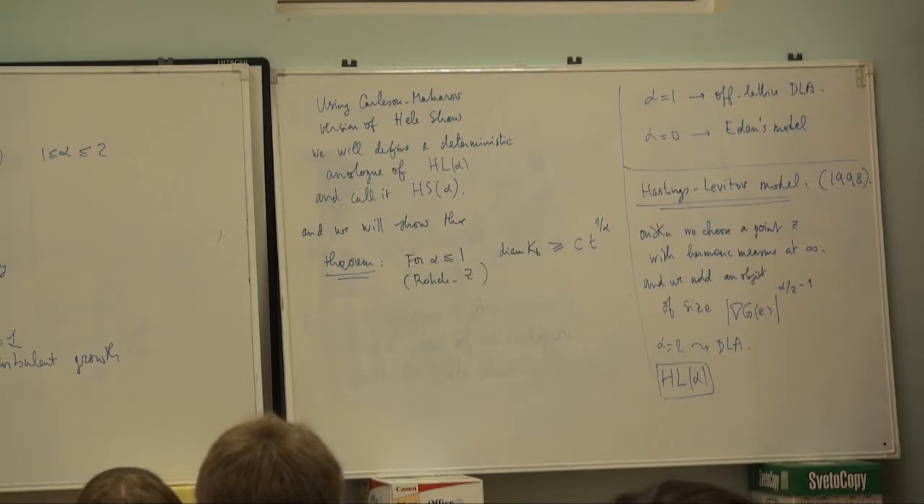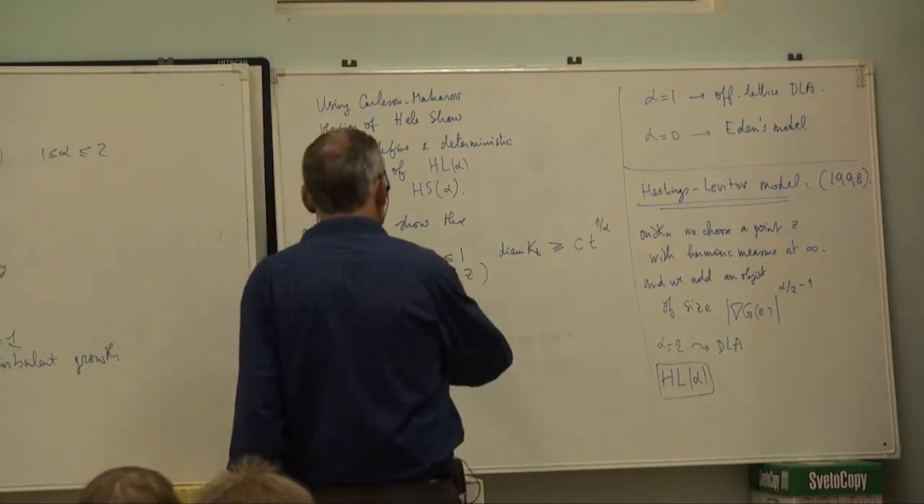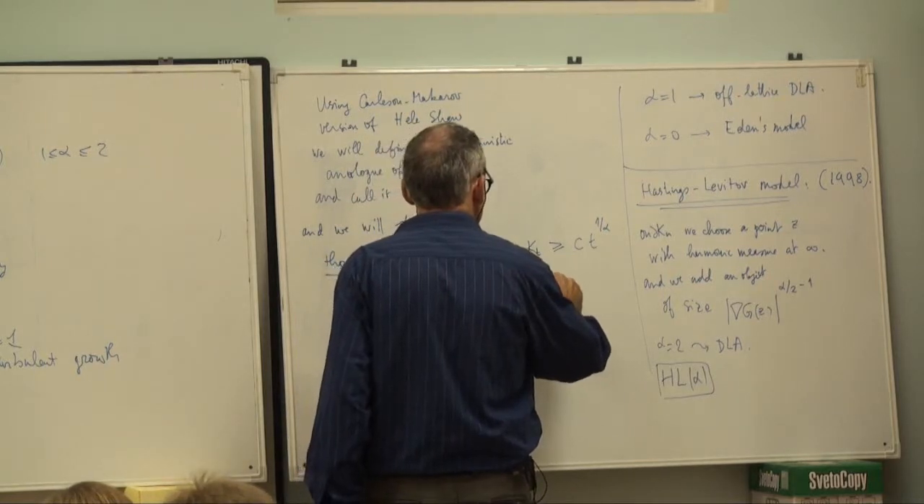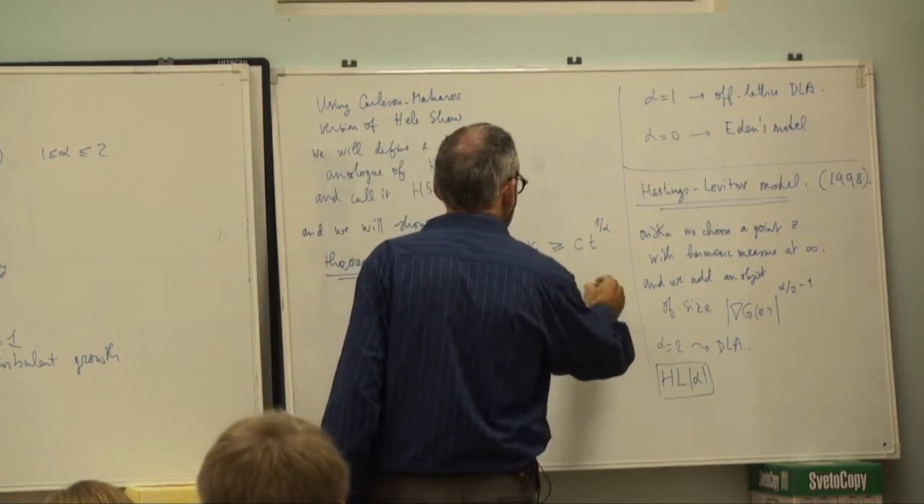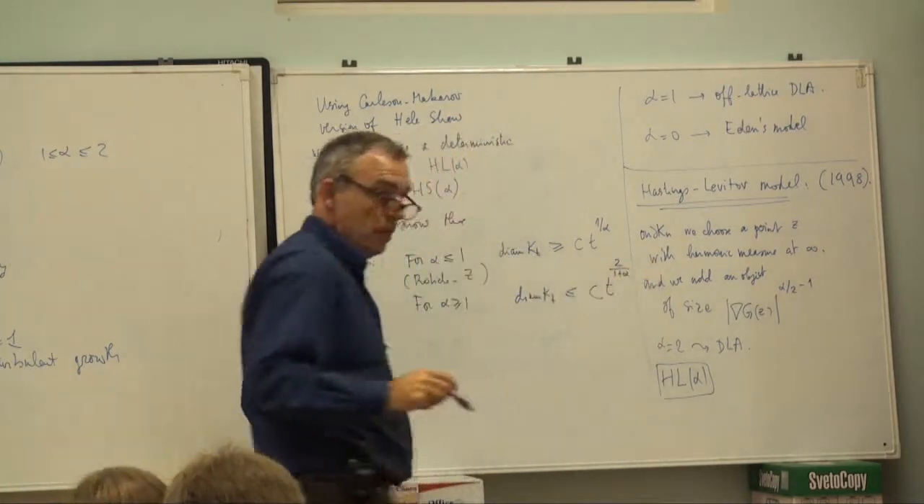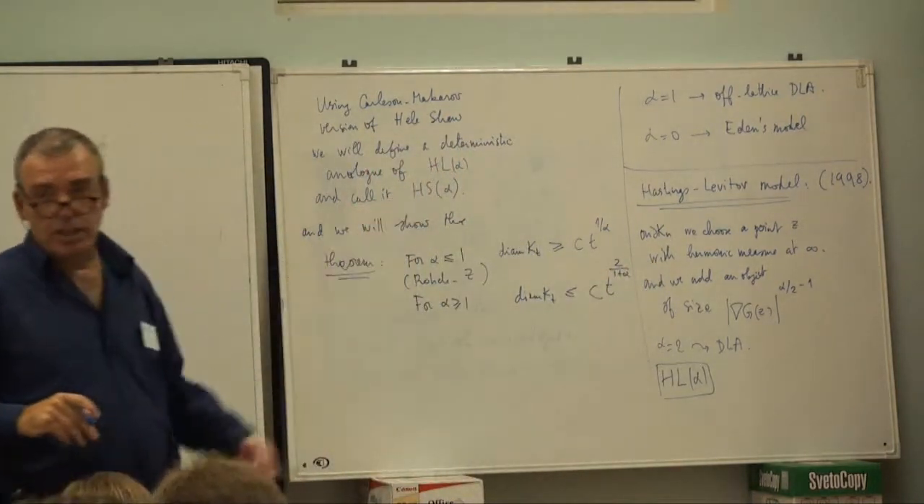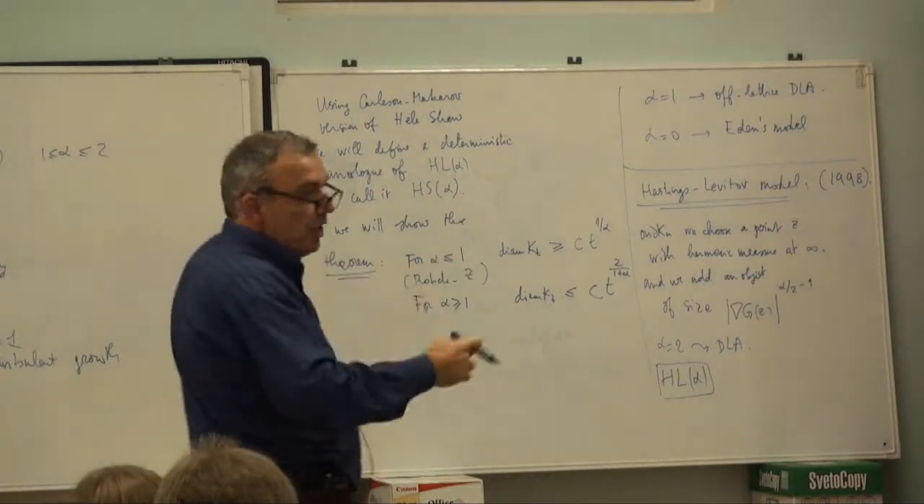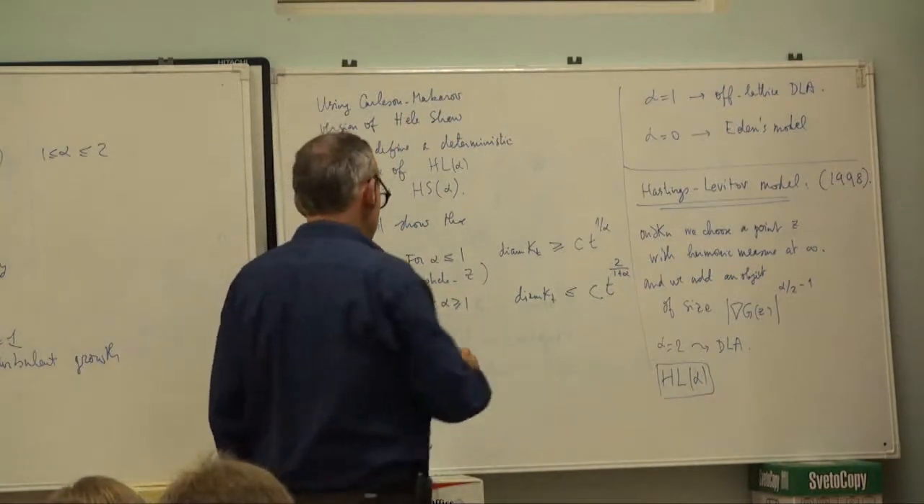And for alpha greater or equal to 1, the diameter of K_t is less than a constant times t to the power 2 over 1 plus alpha. And this is essentially a version of Carleson-Makarov. It will be a very easy adaptation of Carleson-Makarov.